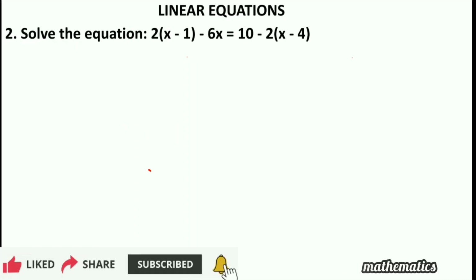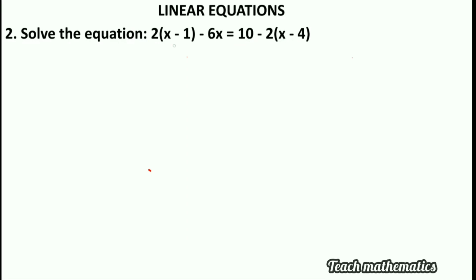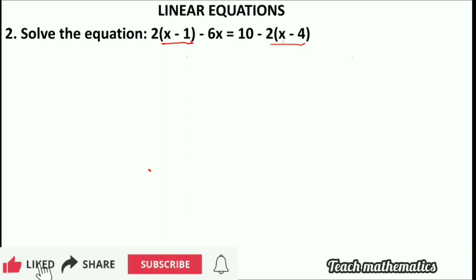The next question. Solve the equation 2 times (x - 1) - 6x = 10 - 2 times (x - 4). This is grouped together as a term. This is grouped together as a term. This means 2 times (x - 1). And this means minus 2 times (x - 4). This is an equation in terms of x.